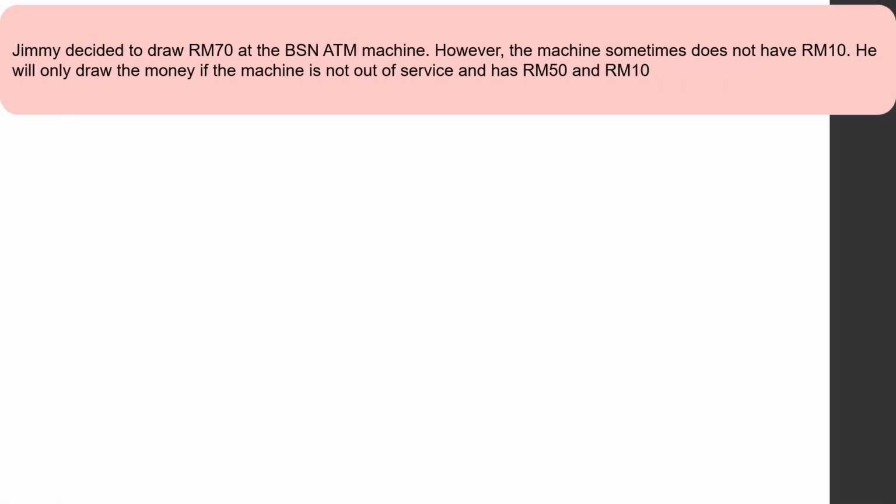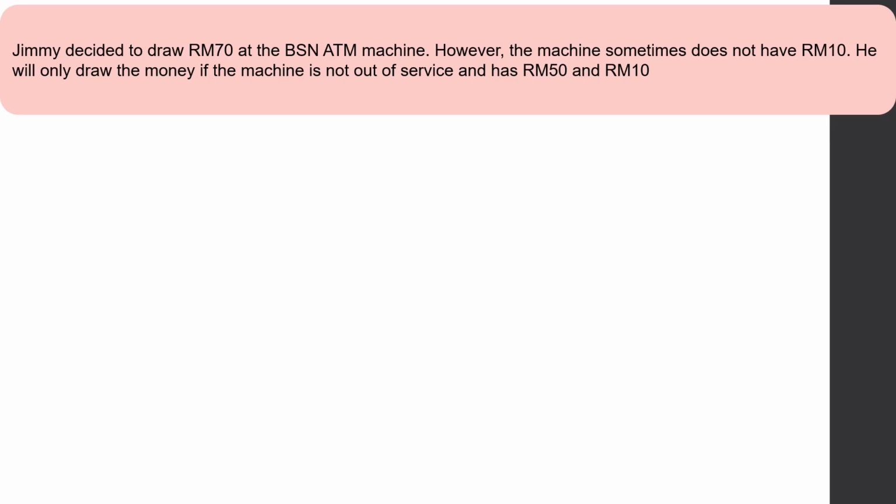Okay, let's see. This is the first question. Jimmy decided to draw 70 ringgit at the BSN ATM machine. However, the machine sometimes does not have 10 ringgit. He will only draw the money if the machine is not out of service and has 50 ringgit and 10 ringgit. First, when you read this kind of question, make sure that you can identify the input statement and output statement. So let's identify the input statement and output statement first from the question.